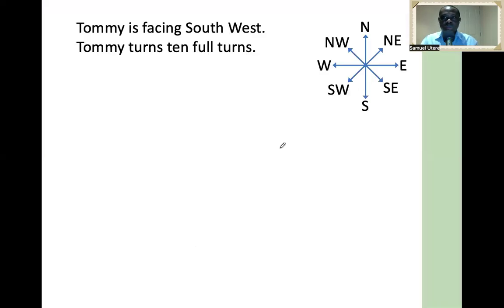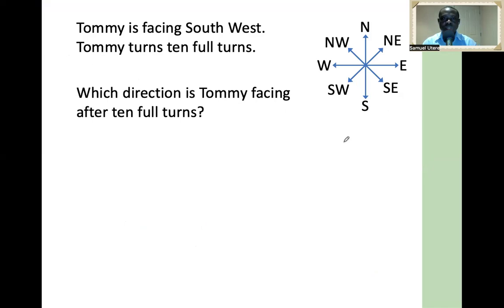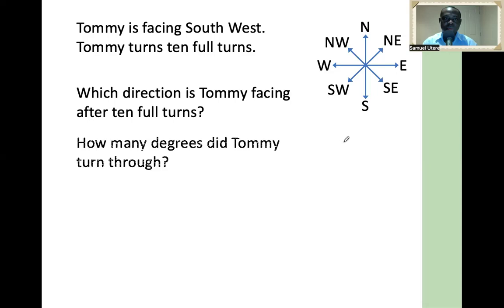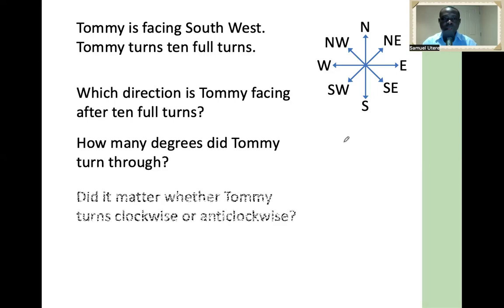Okay, let's do some new learning for the second part of our lesson. Tommy is facing southwest, so this is southwest. Tommy turns 10 full turns. The question is, which direction is Tommy facing after 10 full turns? There are some more questions you need to think about. How many degrees did Tommy turn through? And next, did it matter whether Tommy turns clockwise or anti-clockwise? Have a think.